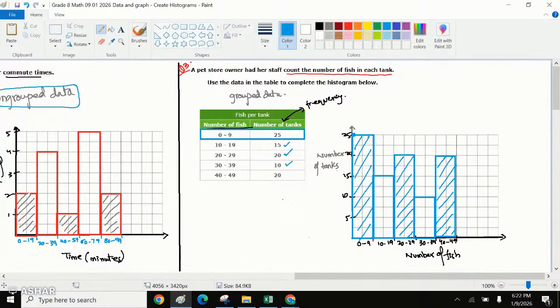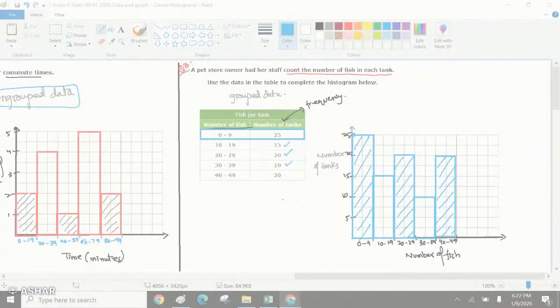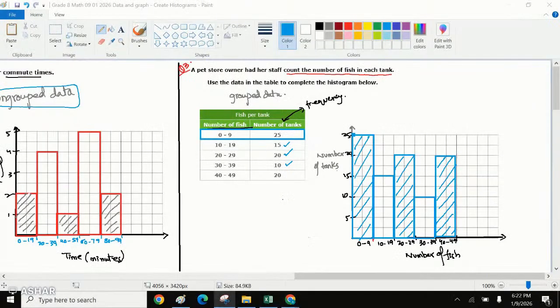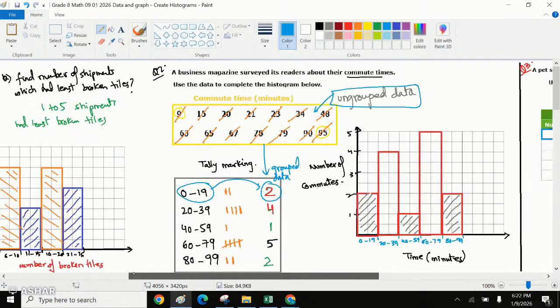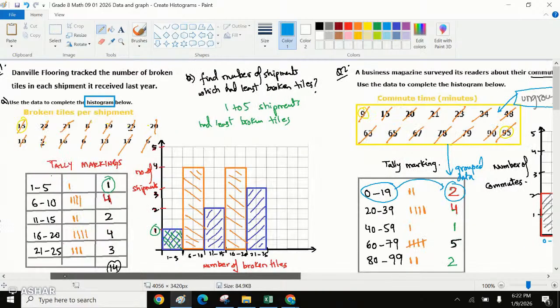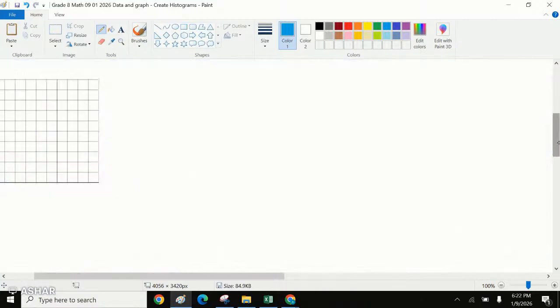If you're done with this, let's try another question. Let's see what they're asking us. The next question also, they have given us grouped data. Whenever I'm talking about grouped data, that means we do not have to worry about simplifying or doing the tally markings, okay? I'll leave the grid over here so that we can use this later.